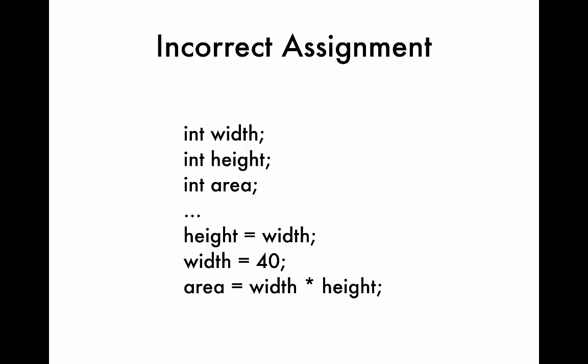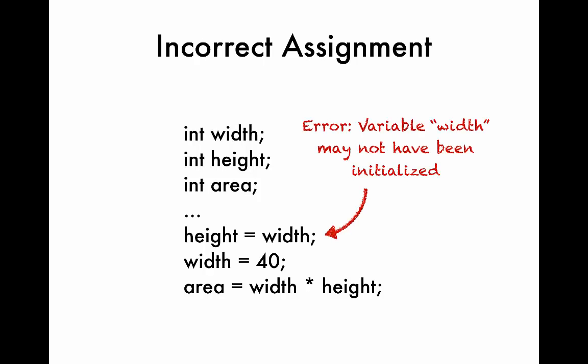The error here is at the line height equals width. This will give you a compile time error that says the variable width may not have been initialized. That's because Java requires you to initialize your variables before you use them. In other words, assign a value to your variables before you try to use them in an expression, or before you use them on the right-hand side of an assignment.